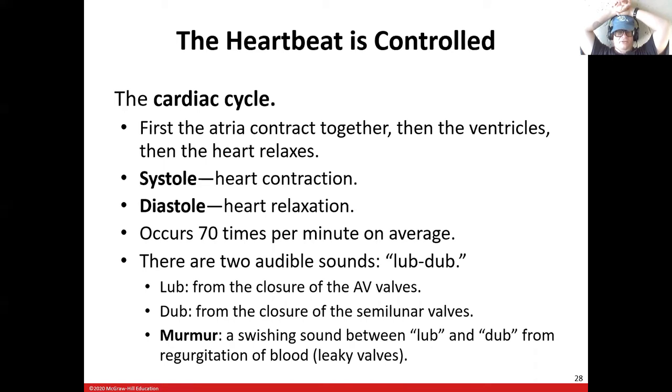There are two sounds, lub-dub, lub-dub. The first sound is the AV valves closing. Makes sense because we have 4 valves and the 2 AV valves close as we start to build up pressure in the ventricles and relax the atria. The second sound, the dub, the bigger, more prominent sound, is when the bigger semilunar valves slap shut. That is after blood has been shoved out of the heart. So the second part gives the second sound.